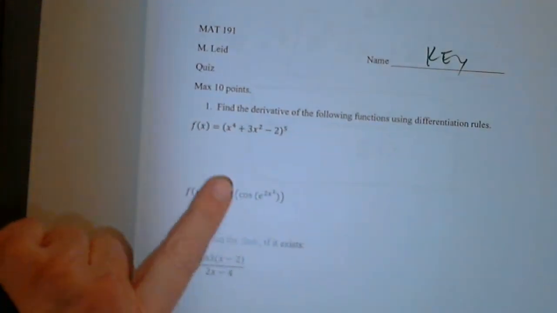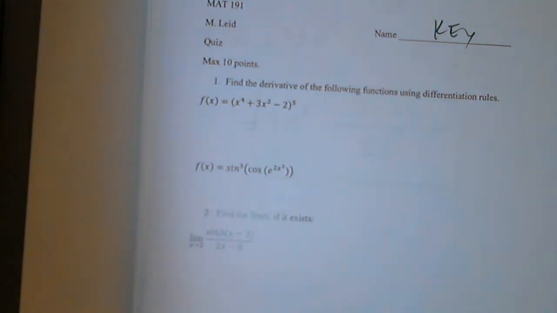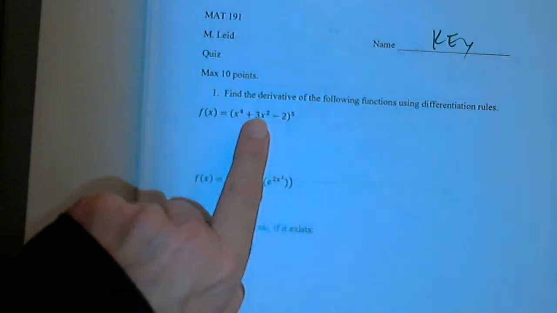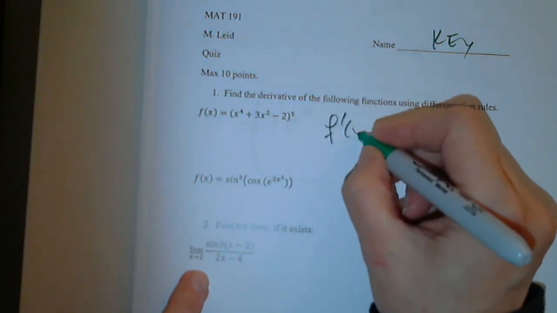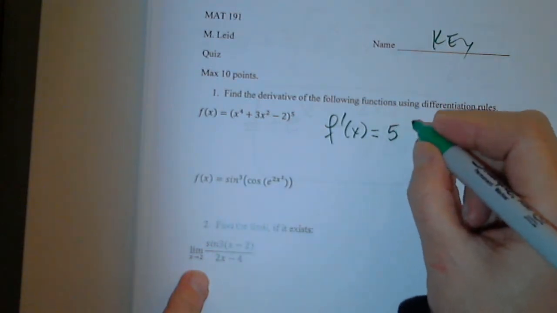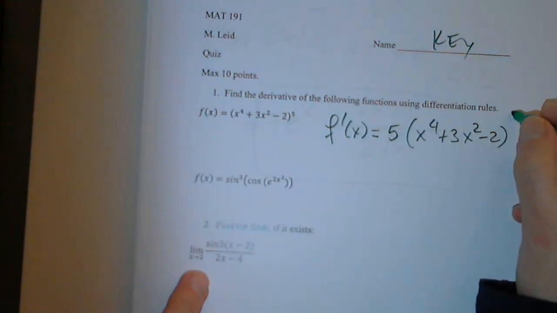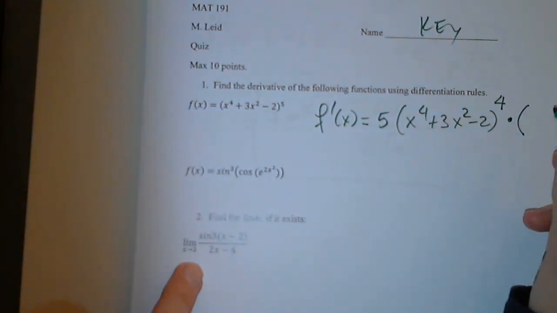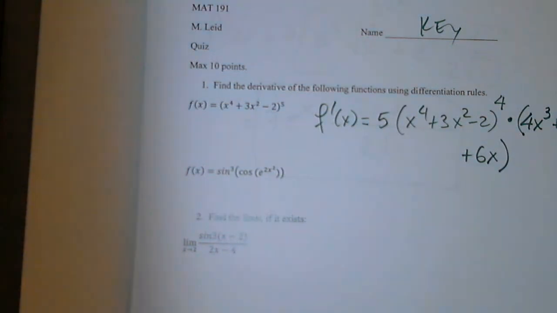Okay, so first of all, we are asked to differentiate this function. I can't say anything about what you did. I simply didn't look. So obviously I have a function raised to a power. All I have to do is write f prime of x as 5 x to the 4th plus 3x squared minus 2 to the 4th power and multiply by, in parentheses, 4x cubed plus 6x. And that's it.